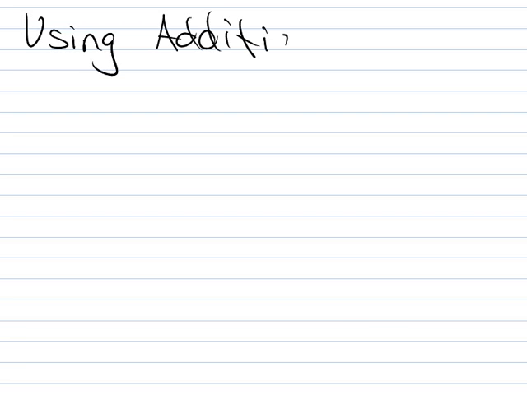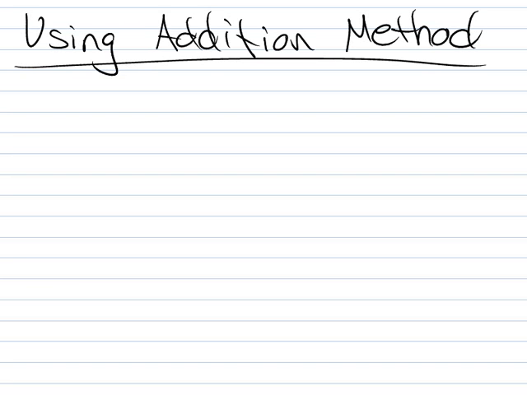The last solution method we're going to look at is called the addition method. Now the addition method is probably the more powerful of the two that we're looking at, but substitution is funner. But this is the addition method.